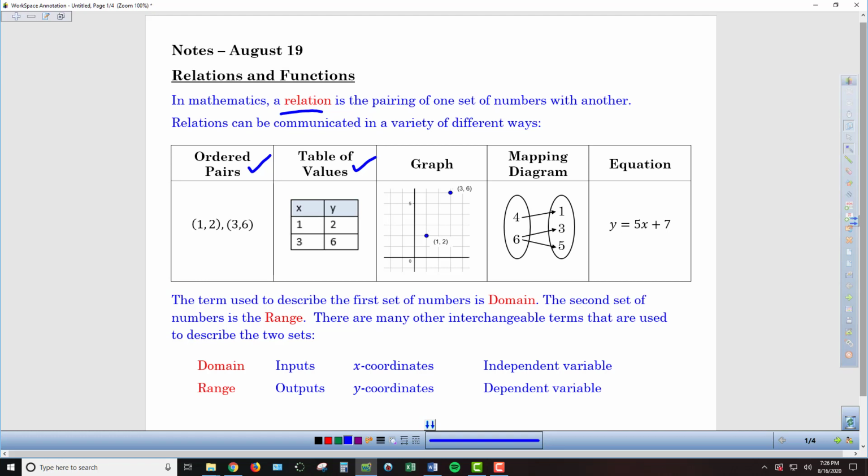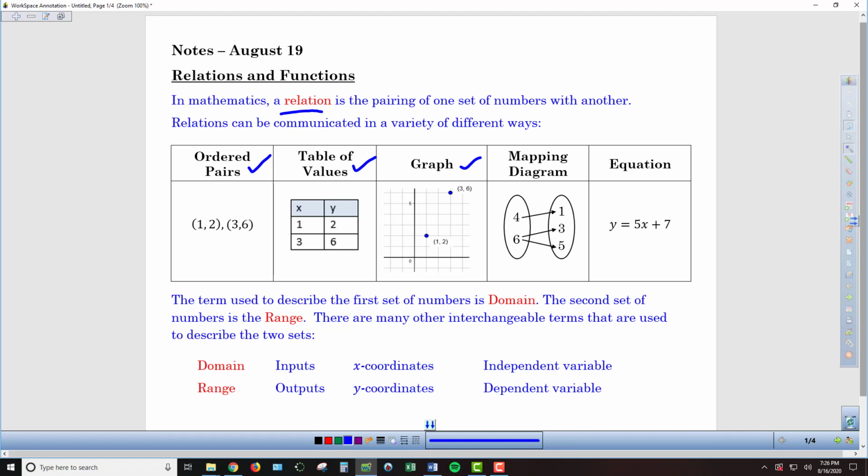We could do that via a graph. Again, we've got the exact same pairs of numbers shown to be related to each other. 1, 2 is the x and y coordinates, respectively. 3, 6, the x and y coordinates of a point on the graph. So we're showing that those are connected to each other that way as well.